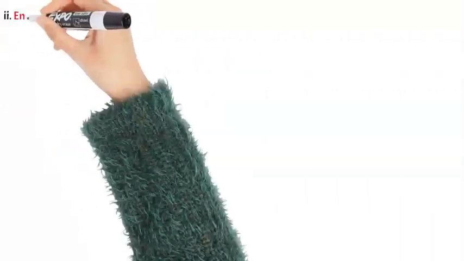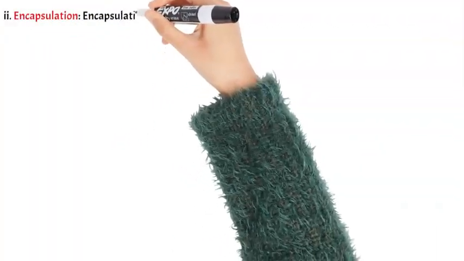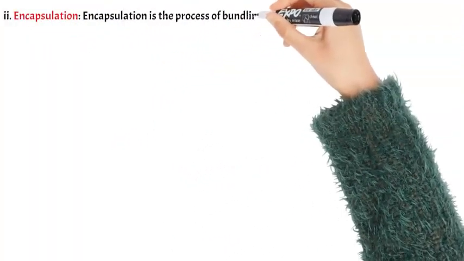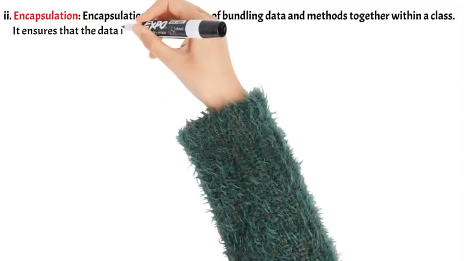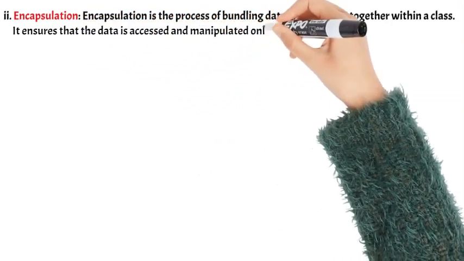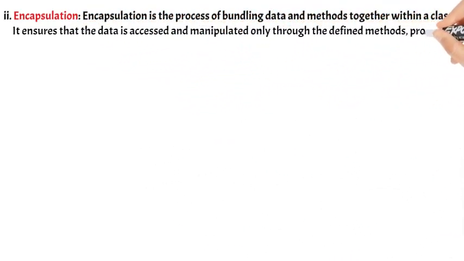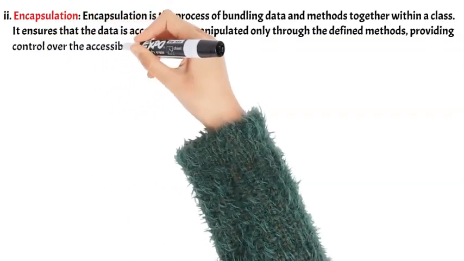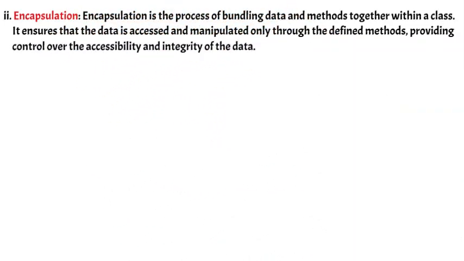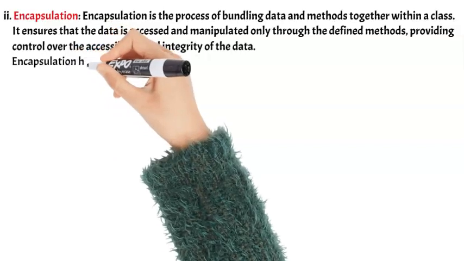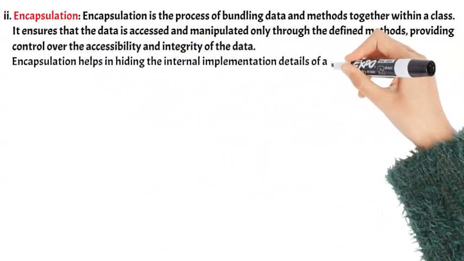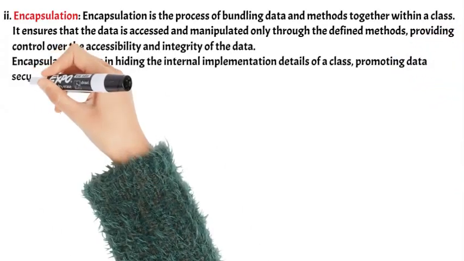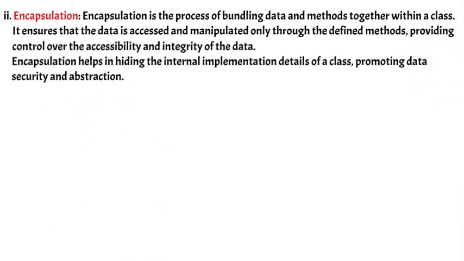2. Encapsulation. Encapsulation is the process of bundling data and methods together within a class. It ensures that the data is accessed and manipulated only through the defined methods, providing control over the accessibility and integrity of the data. Encapsulation helps in hiding the internal implementation details of a class, promoting data security and abstraction.